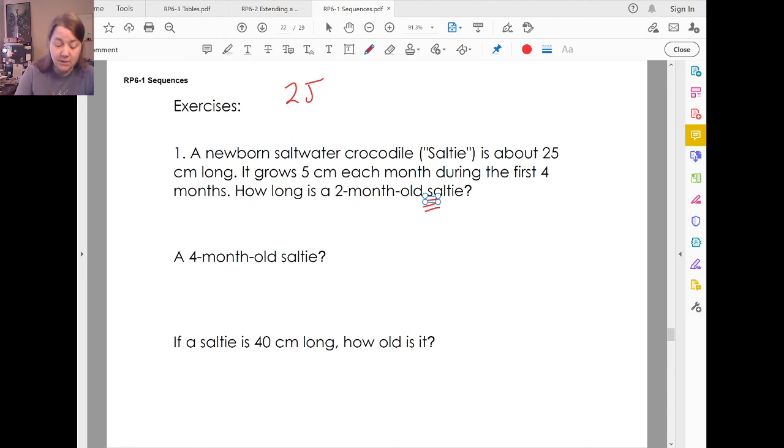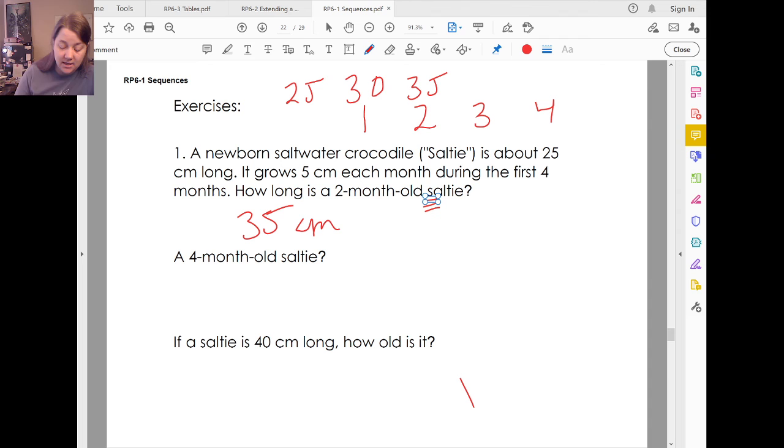So during the first month, during month number 1, Salty's going to grow 5 centimeters. So 25 plus 5 is 30. During the second month, it'll be another 5, which is going to be 35. During the third month and the fourth month, it didn't ask about that yet, and we're going to pretend like we can't see this down here. But for right now, after the second month, Salty will be 35 centimeters long.